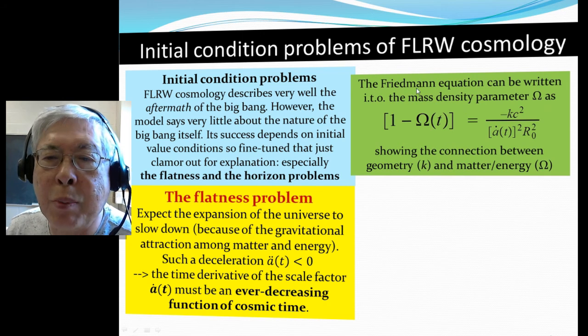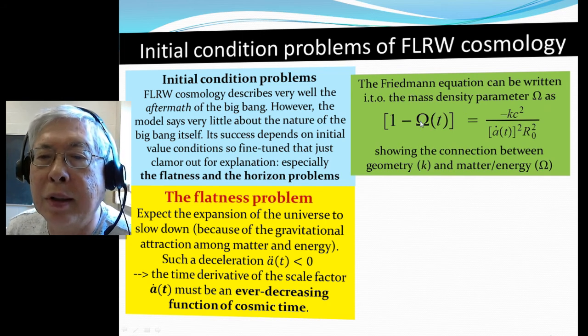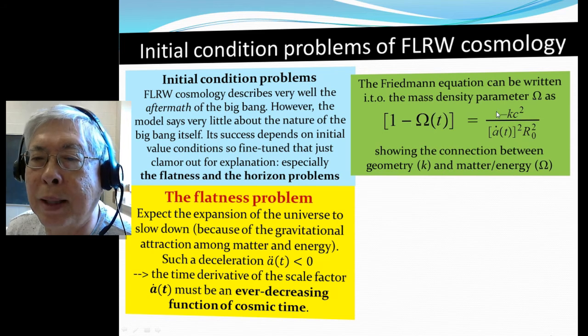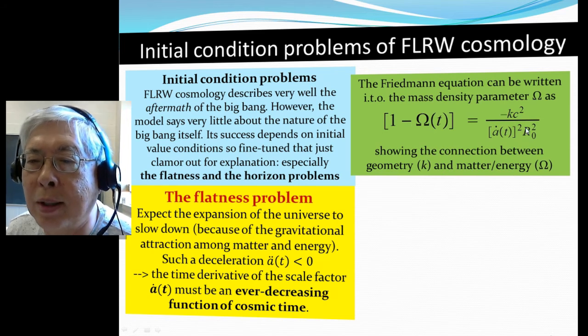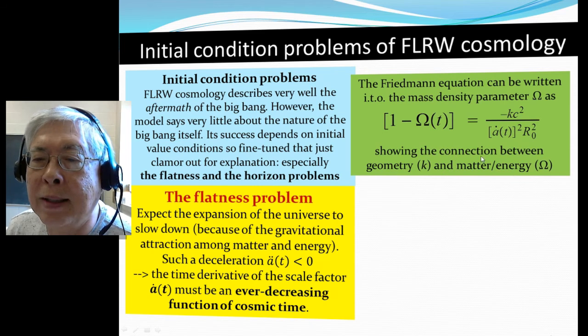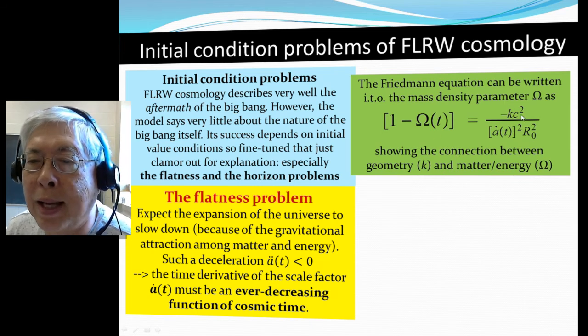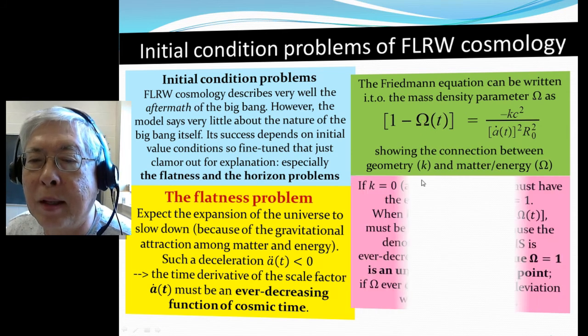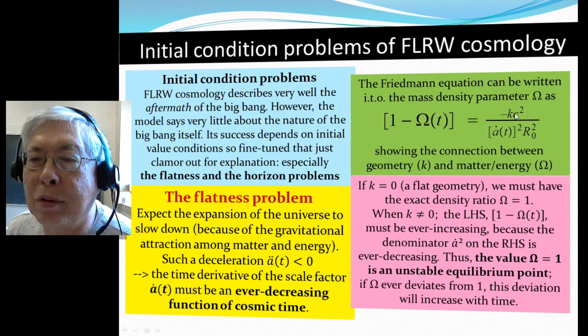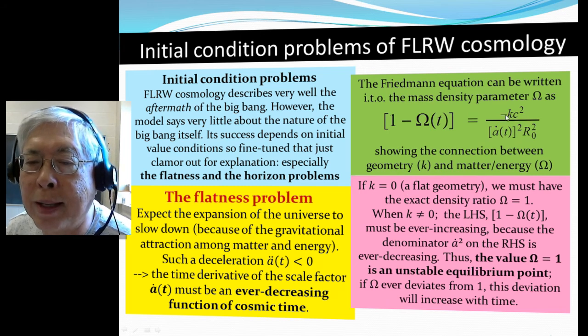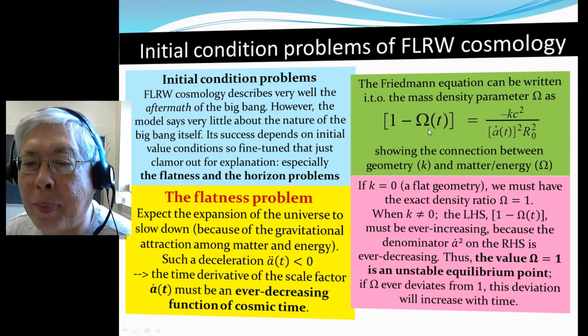Now, the Friedmann equation can be written in terms of the mass density parameter omega, like 1 minus omega equal to minus kc squared over a dot squared r. This shows a connection between the geometry, the curvature k, and the matter energy omega. Now, if k equals 0, so 0 on the right-hand side for flat geometry, we must have exactly omega equal to 1 all the time.